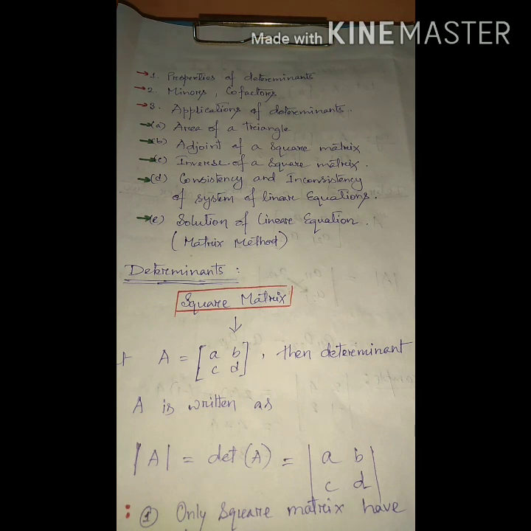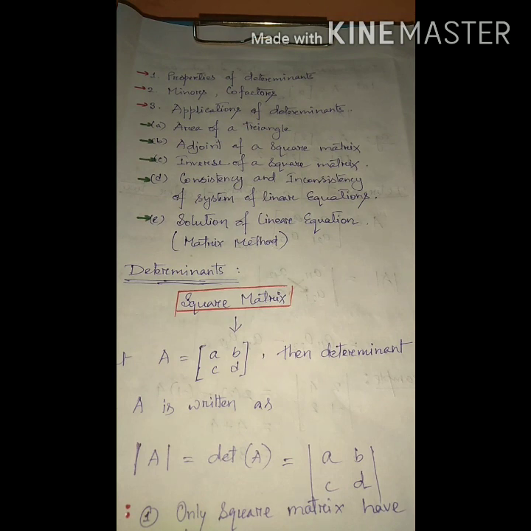Actually, determinant we get from matrix, and in matrix we already know there are different types. Mainly, if you consider a square matrix and a rectangular matrix, only a square matrix has a determinant. Is it clear? That means the meaning is what?